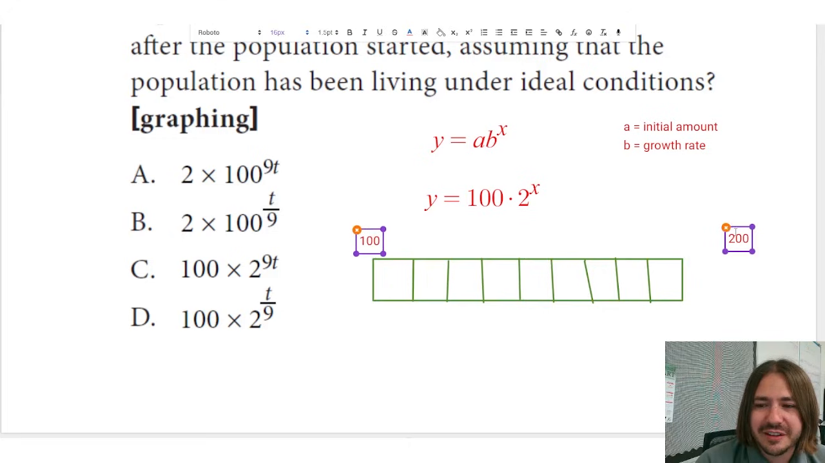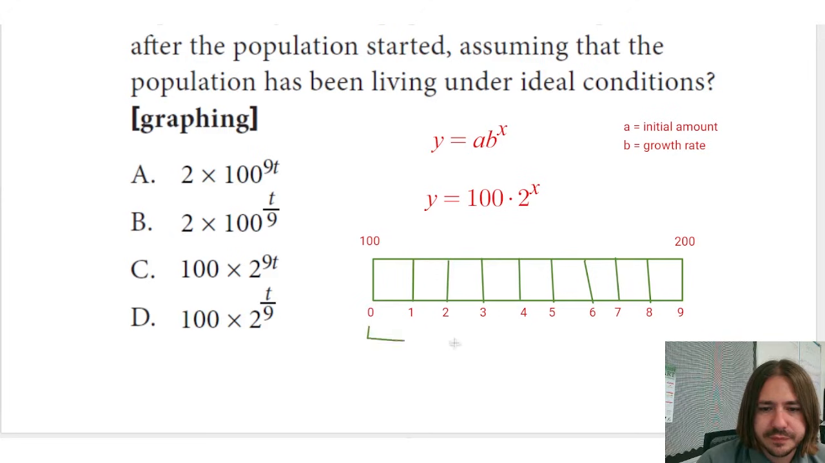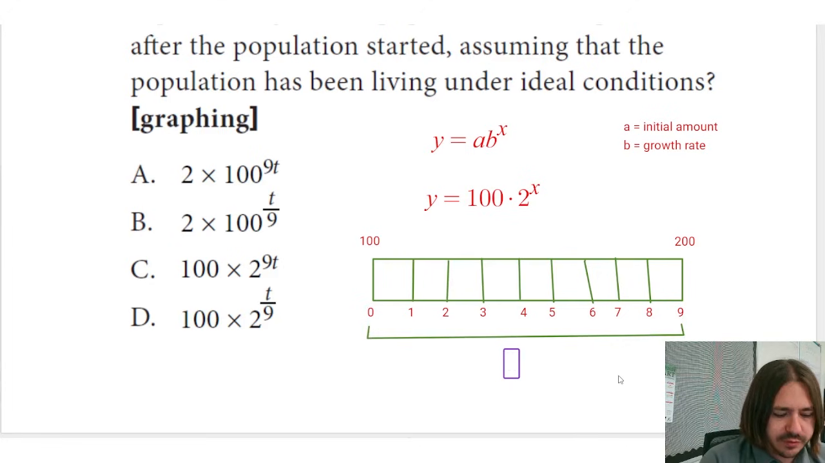Okay, so the point here is over the course of 9 years. This is year 0, year 1, year 2, year 3, year 4, year 5, year 6, year 7, year 8, and year 9. And over the course of these 9 years, you get one full doubling. Okay, so it doubles.